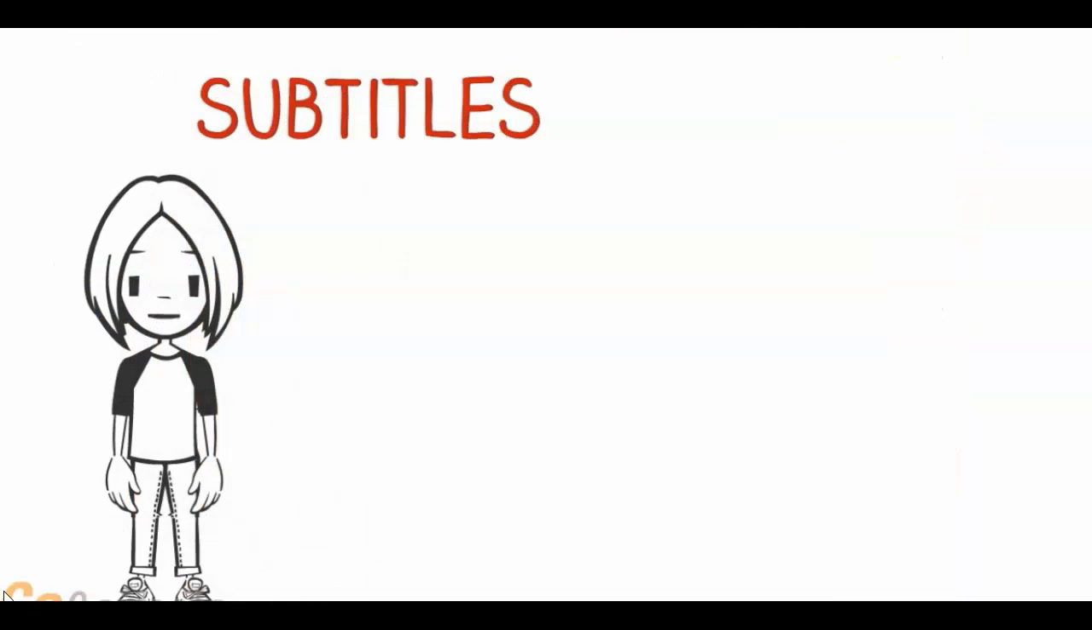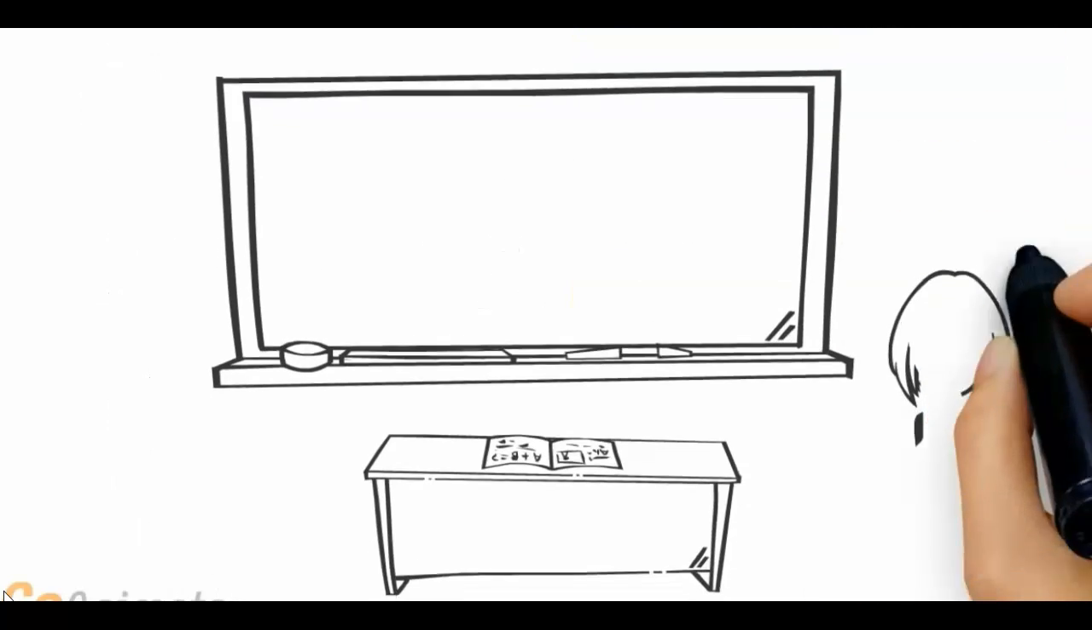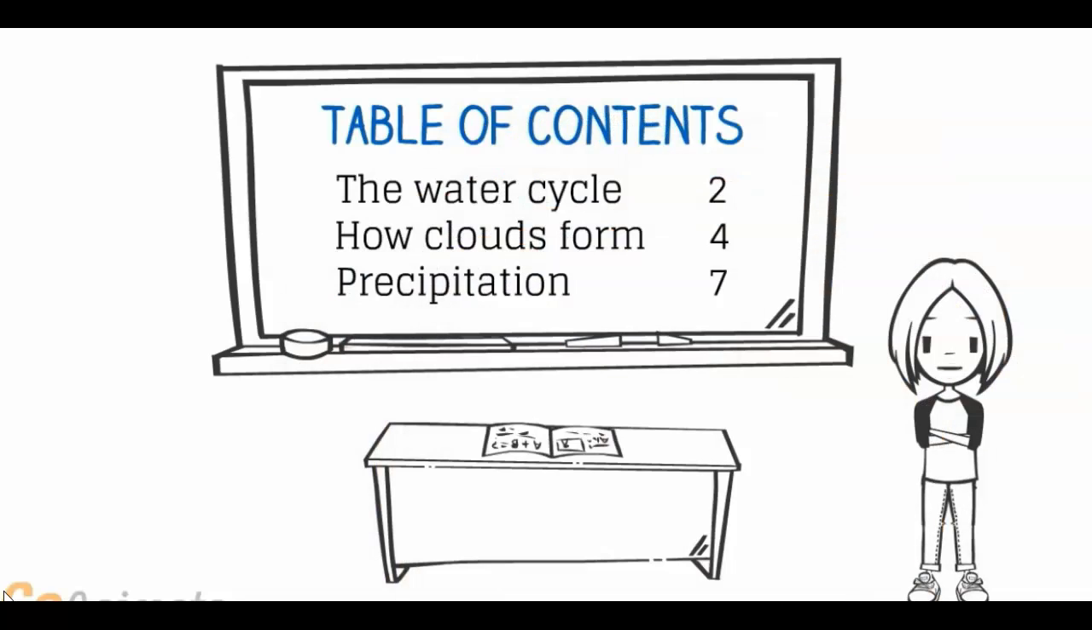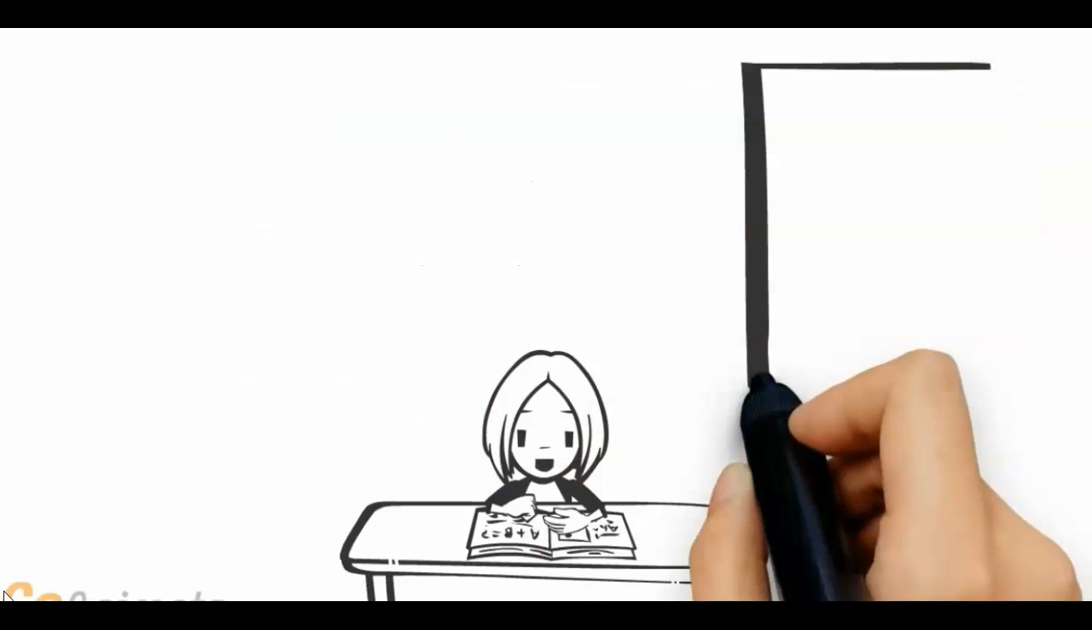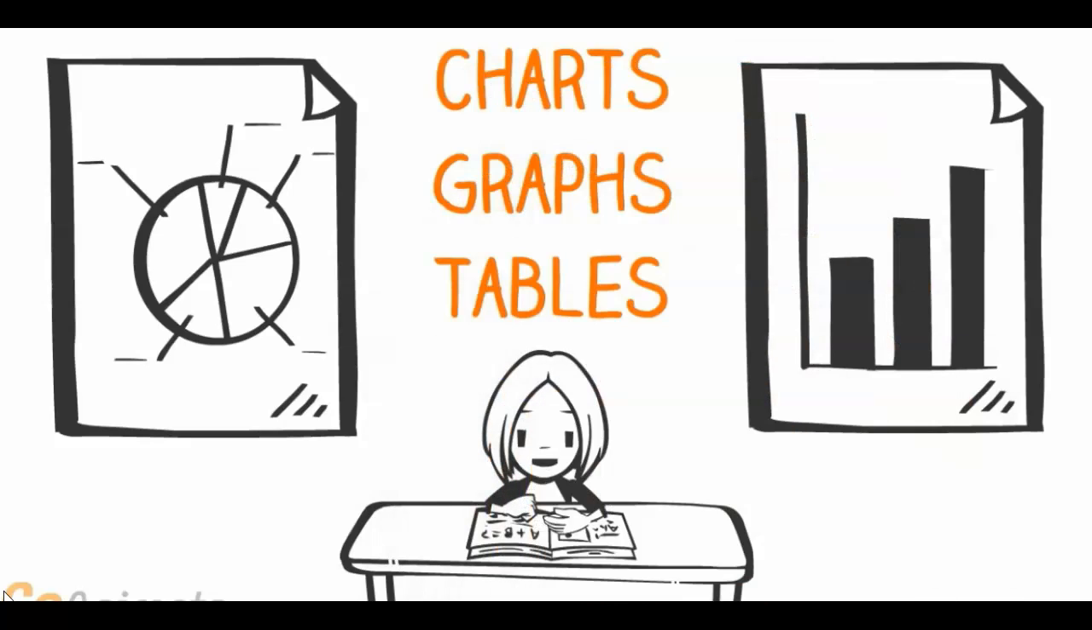Some books and articles have subtitles. The subtitle gives more information about the title. The beginning of a nonfiction book or article often has a table of contents. The table of contents tells you on what page each chapter or section begins. Nonfiction materials use lots of tools to share information. Charts, graphs, and tables organize data and statistics to make it easier to read.